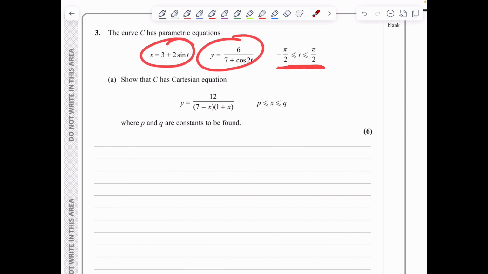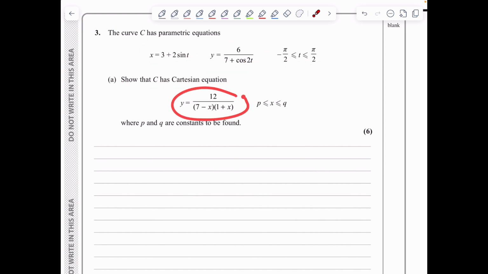T, the parameter, varies between negative pi over 2 and pi over 2, and we need to show that the Cartesian equation for the curve C is y being equal to 12 over 7 minus x times 1 plus x, with x being between P and Q, and P and Q being constants to be found. Well, let's start by recalling that x is 3 plus 2 sine t, which means that x minus 3 is equal to 2 sine t, and therefore x minus 3 over 2 is equal to sine t.